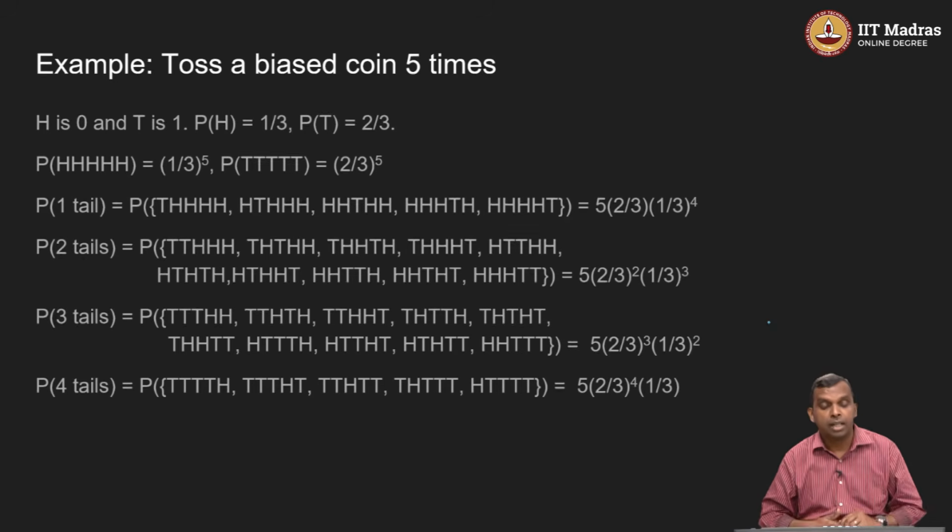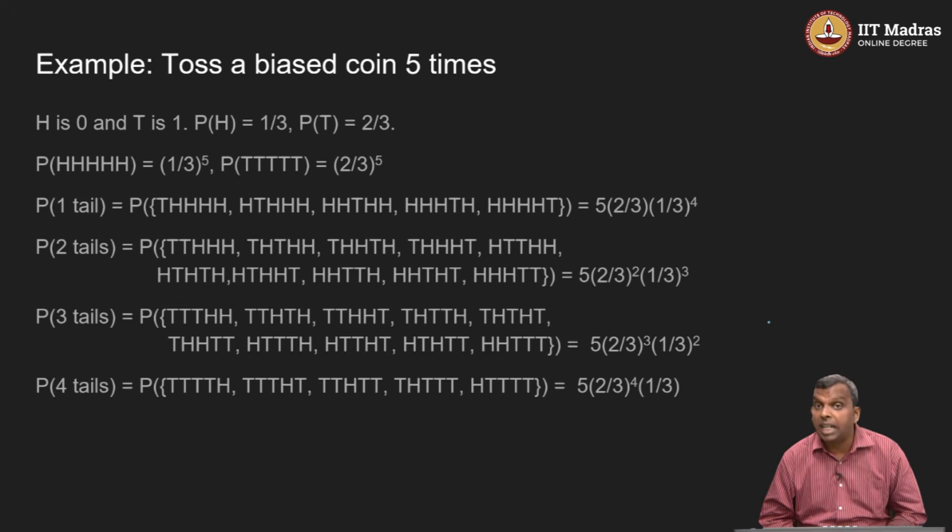Okay, so here's a case where I'm tossing a biased coin 5 times. Previously we looked at a fair coin, so everything was half, everything was uniform. It seemed easy to compute. What if it's biased? What if it's not half, right? Say probability of heads is 1 by 3, probability of tails is 2 by 3. Okay, now even then my calculation is not very hard. Why is that? If you look at the probability of all heads, that is simply 1 by 3 power 5. All tails is 2 by 3 power 5.